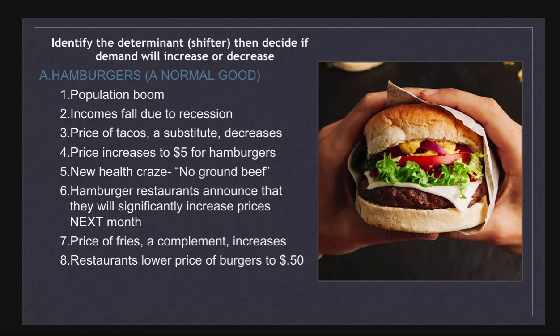Number 8, last one here. Restaurants lower the price of their hamburgers to 50 cents. Now, if I were an astute learner here, I might do a comparison with number 4. Say, that seems a little bit similar, just the opposite. But go wherever you want. Put on your paper whatever you think is right.